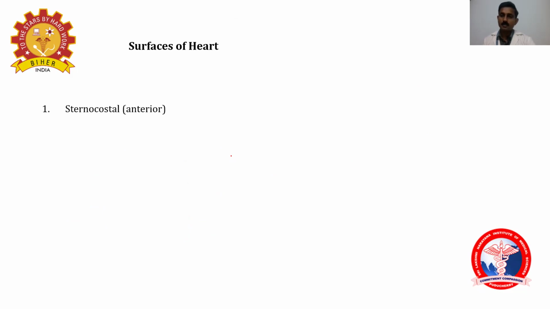So what are the surfaces of the heart? This class is about the external features, and we have three surfaces here. The first surface is called the sternocostal surface. Then there is an inferior surface called the diaphragmatic surface, and there is a left surface. So we have a sternocostal surface, a diaphragmatic surface, and a left surface. Apex and base we have already seen.